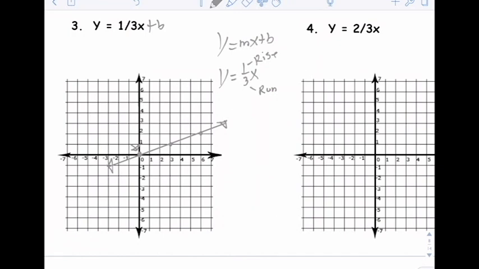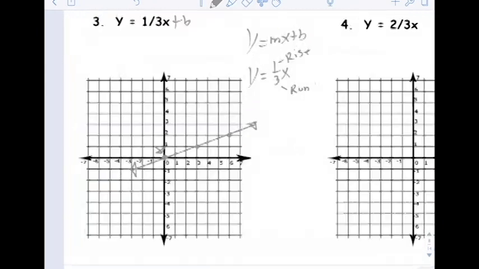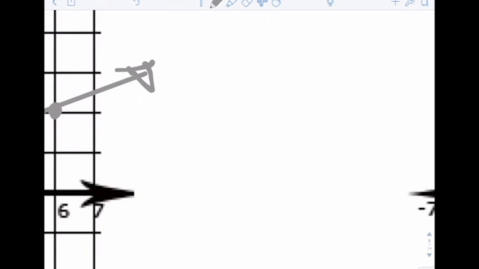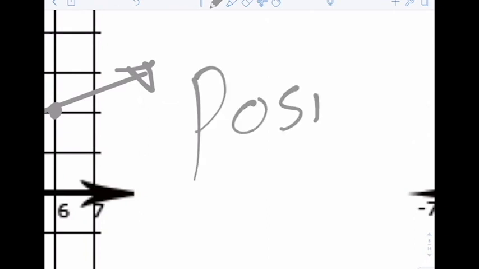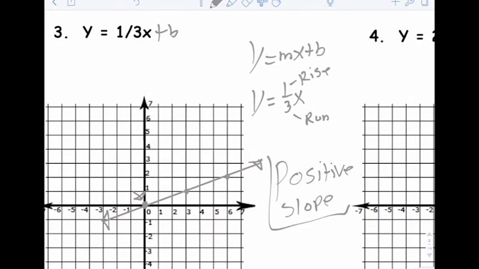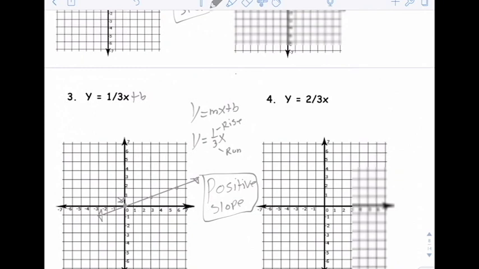All right, and checking our work, it is a straight line, so it is correct. And telling if it's positive, negative, or undefined, as you can see, it gradually increases from the left to the right, so it would be a positive slope. Okay, go ahead and try 4 through 7 on your own.